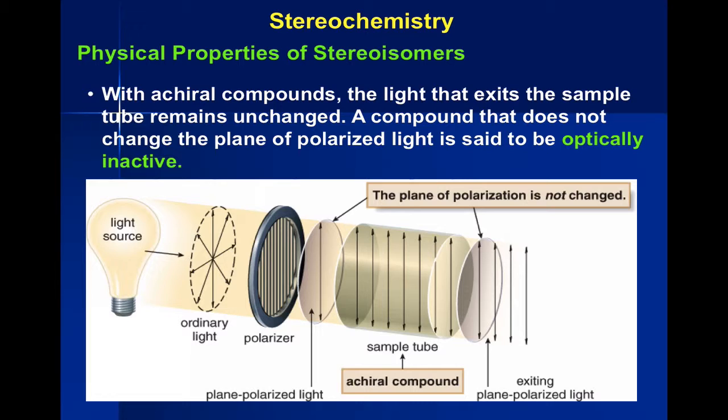In the presence of something that is not chiral, that plane will pass through the sample and come out the end completely unchanged. So it's the vertical plane coming through, and it's still the vertical plane coming out. Nothing happens to it, okay? It would read 0, right? No rotation, okay? And we say that it's optically inactive. So water is optically inactive. A racemic mixture is optically inactive, okay?